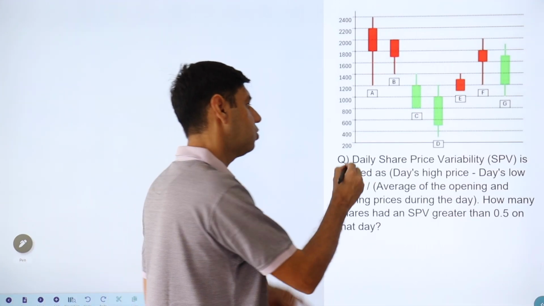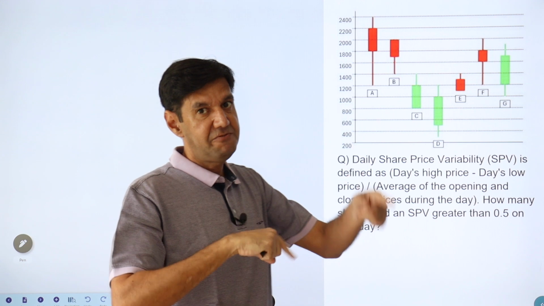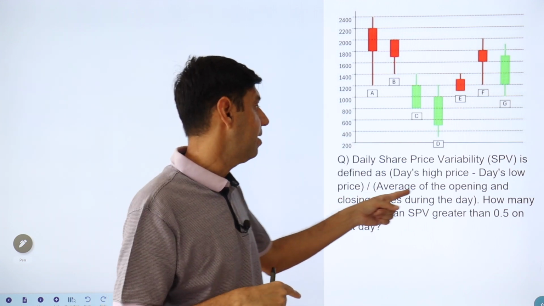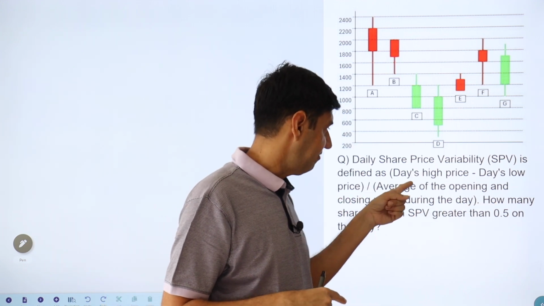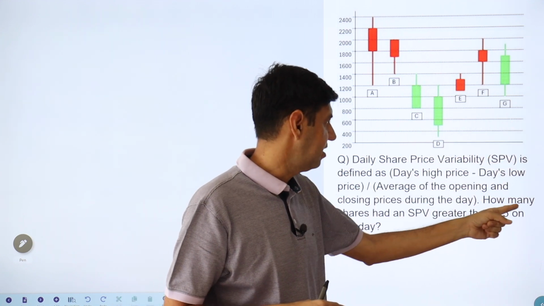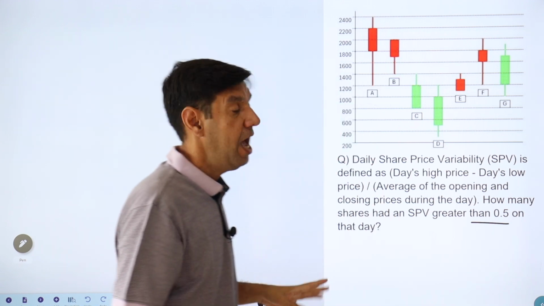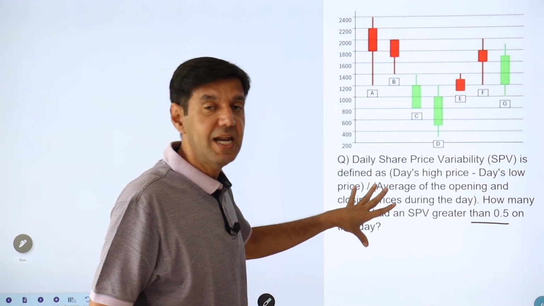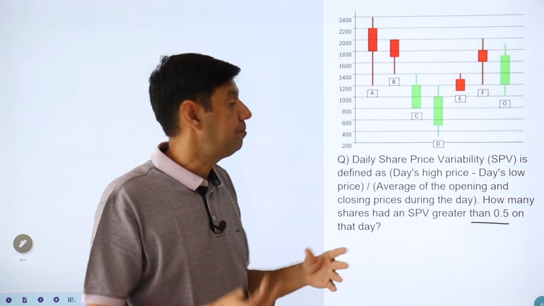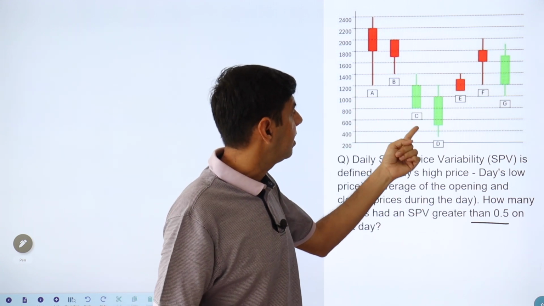This question also has the daily share price variability, so refer to the previous question if you haven't seen that. We have explained this and a little bit about the graph, though it's very easy to understand. And this question is how many had an SPV greater than 0.5. The previous question is very relevant here, because for 4 companies you have already found the SPV: A, C, D, F.